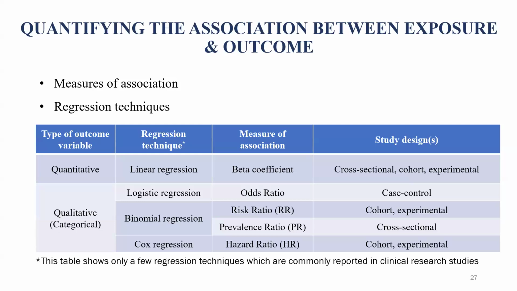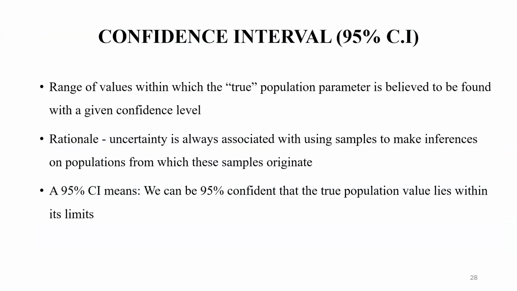Whenever we have a qualitative or categorical variable only, we can go with other forms of regression like the binomial as well as the Cox regression. Okay, so this Cox regression and all will not be covered in this workshop. Other types of regressions will be shown in this workshop in the further sessions. Okay, so next, quickly moving on to the confidence interval.